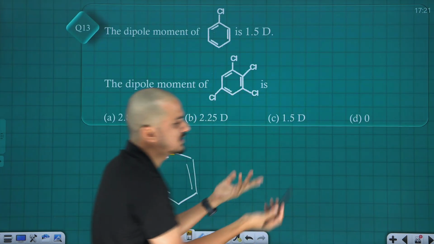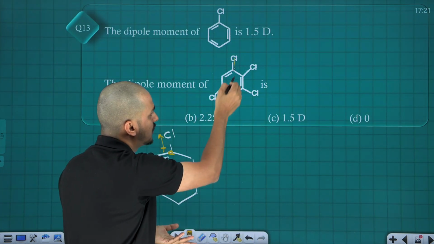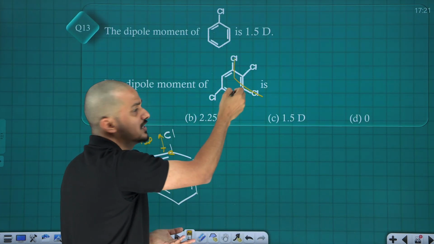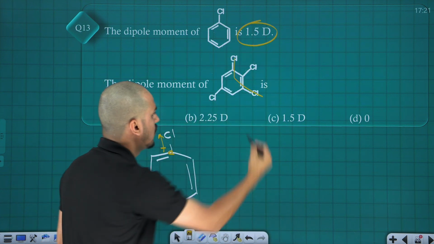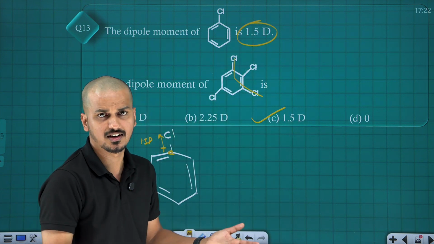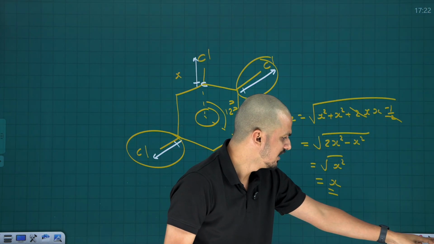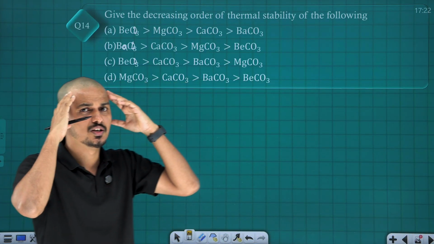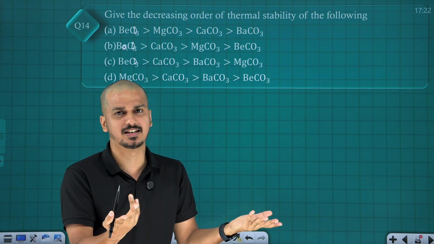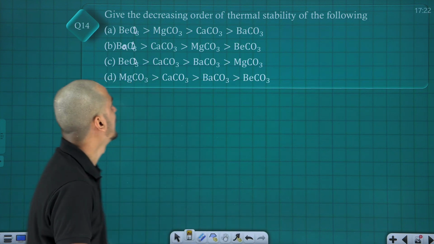So here x only is the answer. This one is 120 degree only, so their answer is chlorobenzene's value only, that is 1.5 D. So option C is the correct answer. Ready? Clear? What simple questions. If you can remember, if you can use your logic, you can easily answer it, guys. Next one.